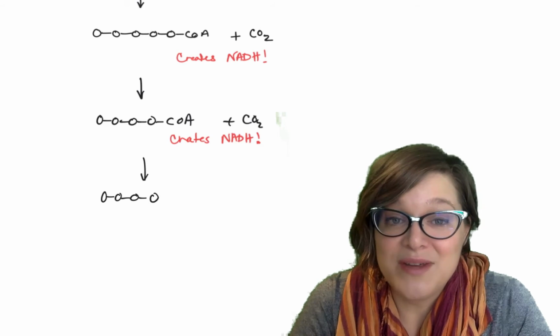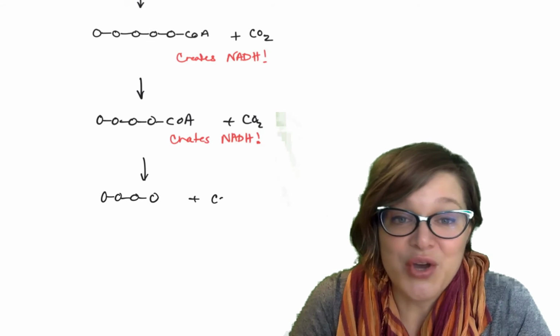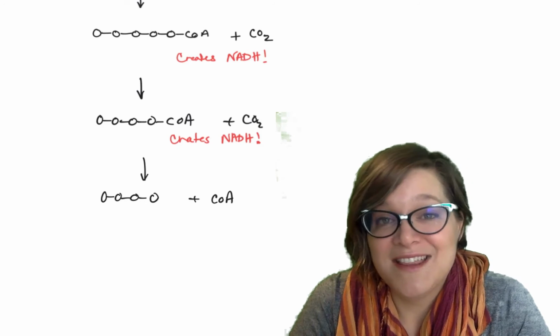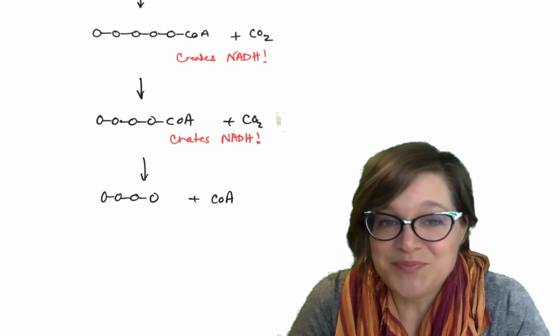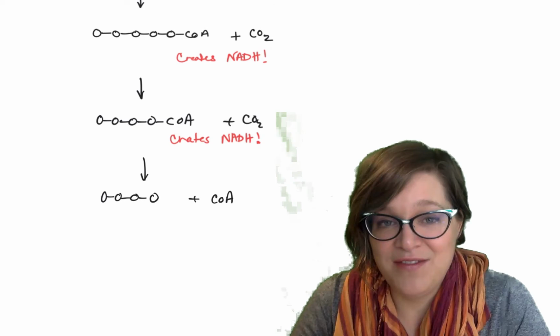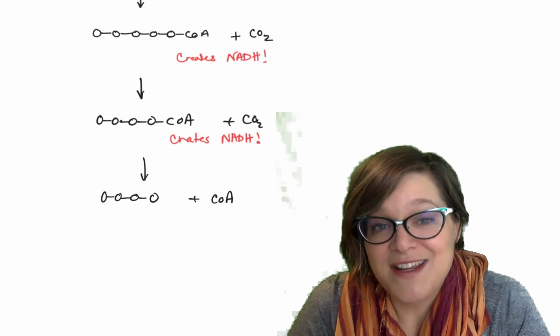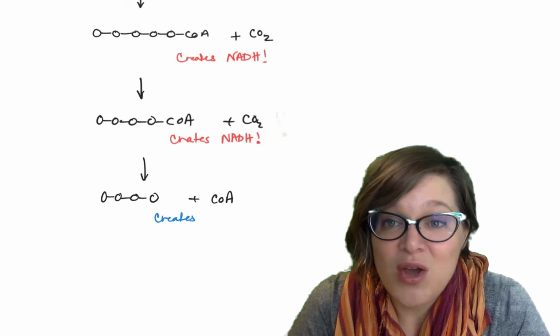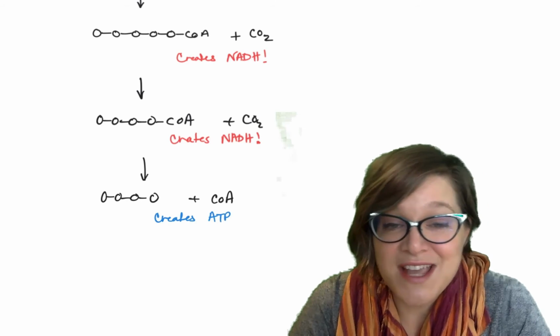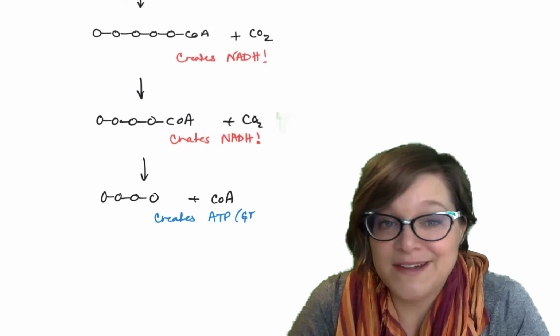Now what we do is we pop off that coenzyme A that's been hanging out. Once we pop that guy off, this makes another energetic molecule. This one is called GTP, or it can also make ATP. It just kind of depends on what's going on and who's nearby.